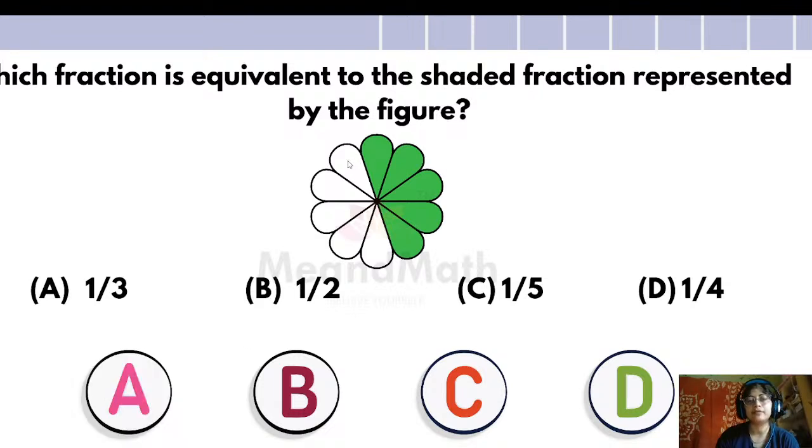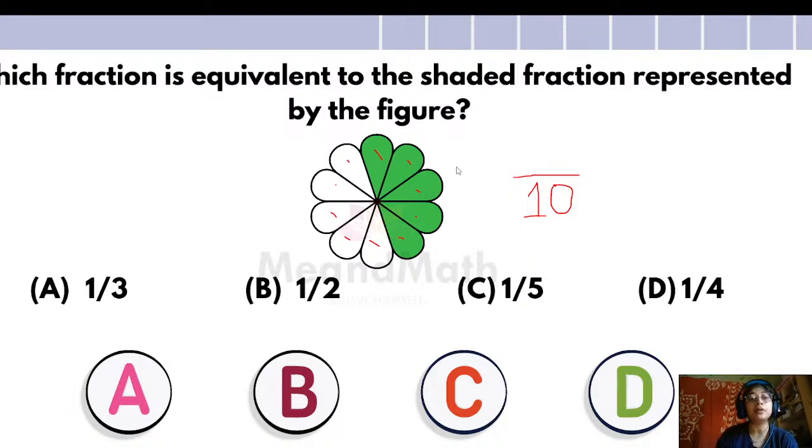So we have 1, 2, 3, 4, 5, 6, 7, 8, 9, 10. Right? So there are a total of 10 petals of the flower. And as we know, the total parts become our denominator. So 10 will come down, right? Now out of 10, yes, Modipta, it's 10.